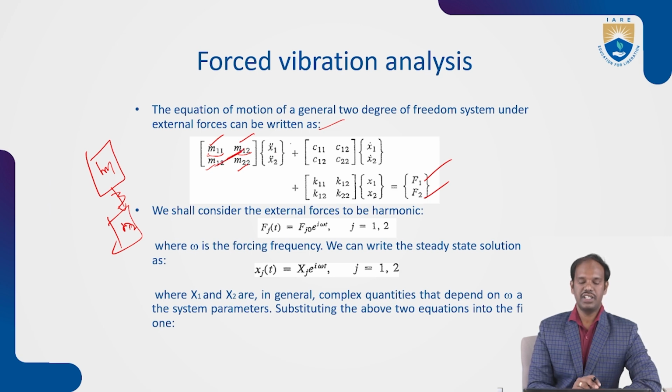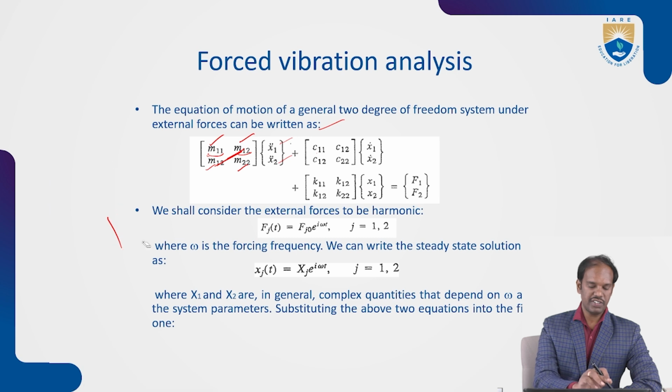This multiplies the acceleration of x1 and x2. Then the damping part, c11, c12, c12 and c22, multiplies the velocities of x1 and x2. The same goes for the spring system, k11, k12, k12 and k22, which multiplies the displacements x1 and x2, and this gives the force equation.